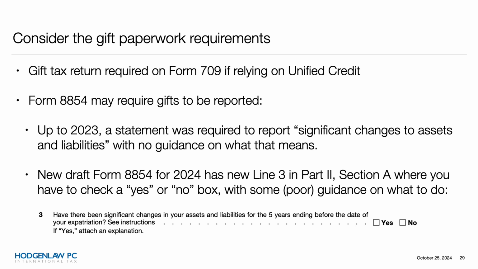Another place that you'll have to report information about gifts is Form 8854. Up until 2023, a statement was required to report significant changes to assets and liabilities. This was required in the Form 8854 instructions, but there was no guidance on what significant changes to assets and liabilities means. There was a new draft Form 8854 published for 2024 on October 3rd, and it has a new line 3 in Part 2, Section A, where you have to check a yes or no box with some guidance on what to do.